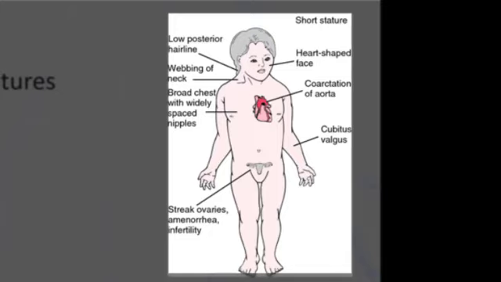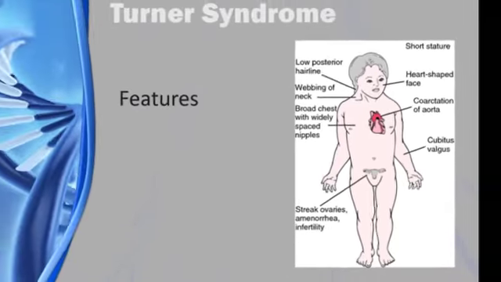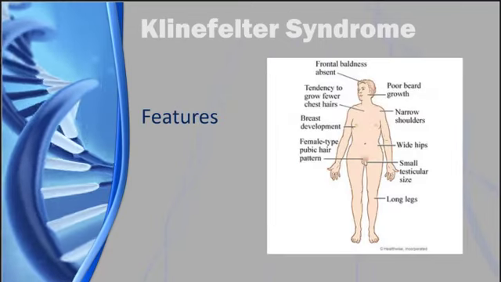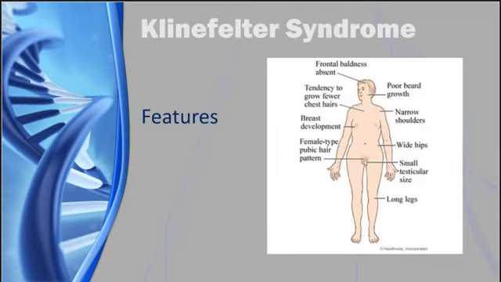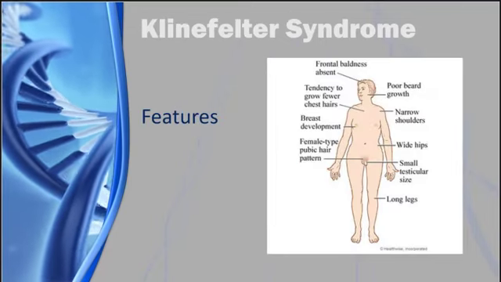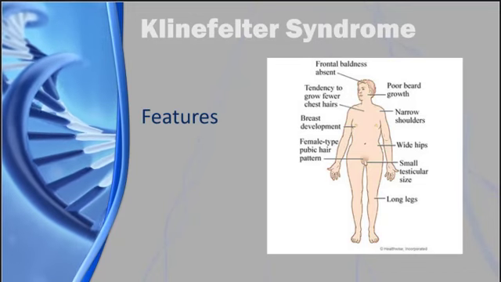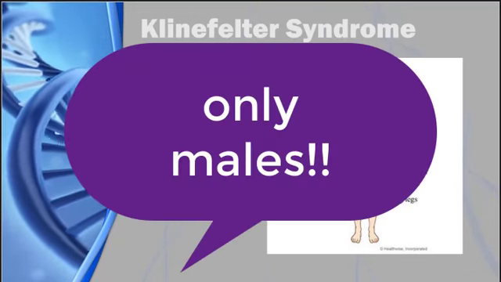They're going to have a broad chest with widely spaced breasts, abnormal aorta, sparse body hair. They will have infantile external genitalia and primary amenorrhea. So there's a whole host of issues with Turner syndrome patients. As opposed to Turner syndrome, in Klinefelter syndrome, only males are affected.